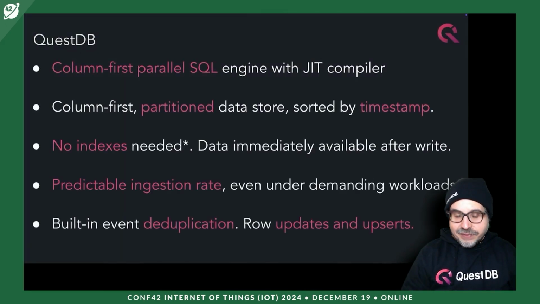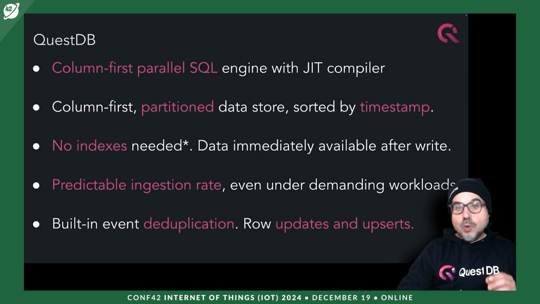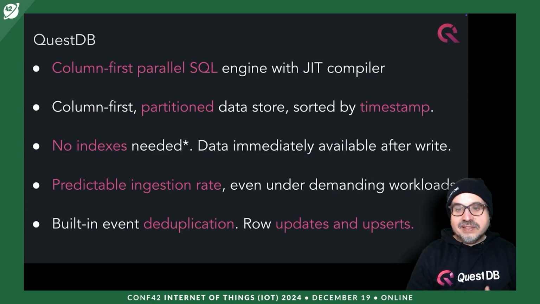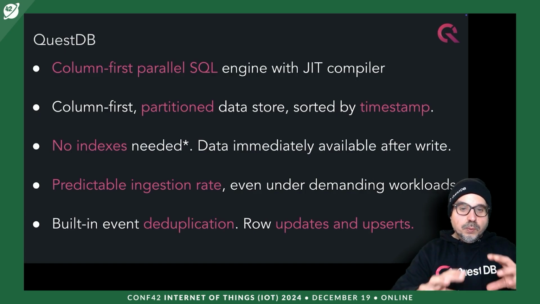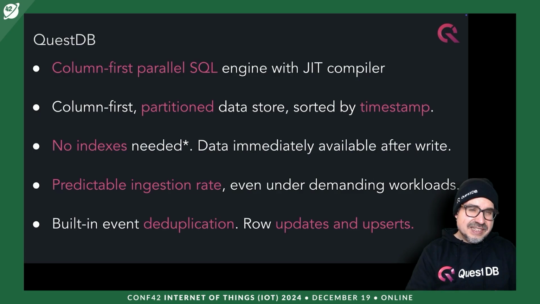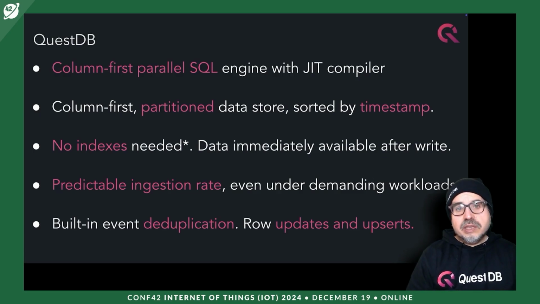QuestDB is the fast database. We store data in columnar format, so it's very quick to retrieve the data. We have a parallel SQL engine custom made with a just-in-time compiler. So every time you execute a query, we can parallelize across many CPUs and many threads in the CPUs. The data is always partitioned. You'll see a little bit about that later. We don't use indexes. We have some specialized indexes, but we usually discourage using indexes except for very specific use cases. And in most cases, we are very fast without having to index data.